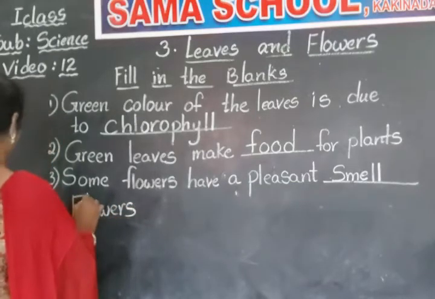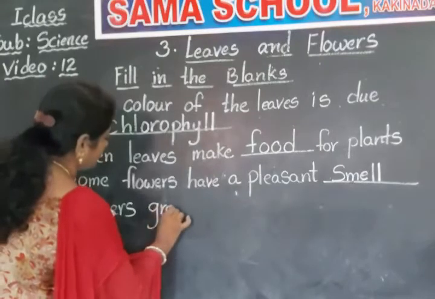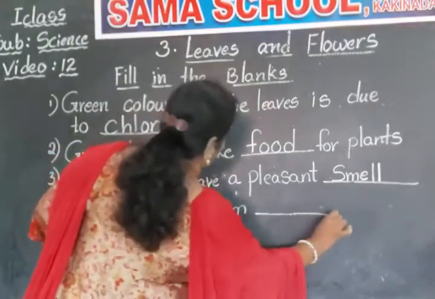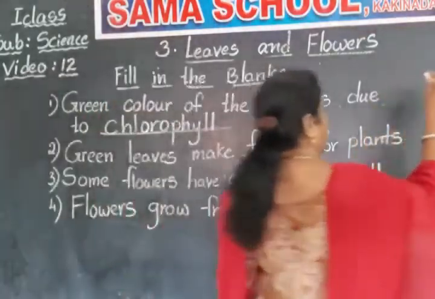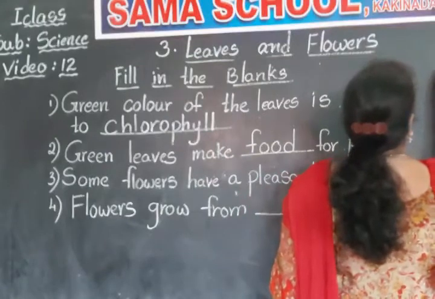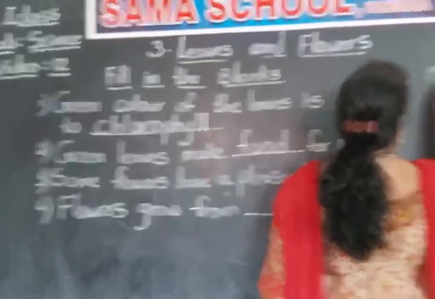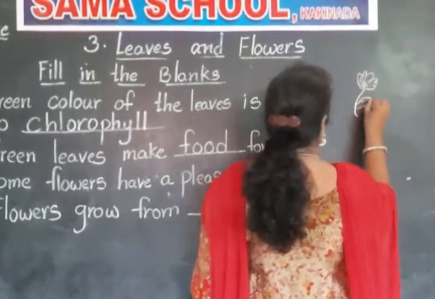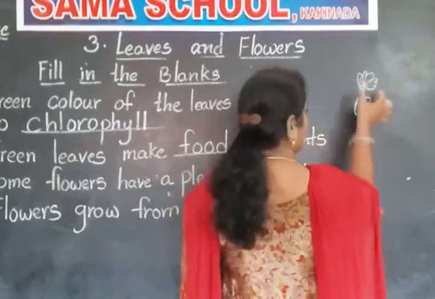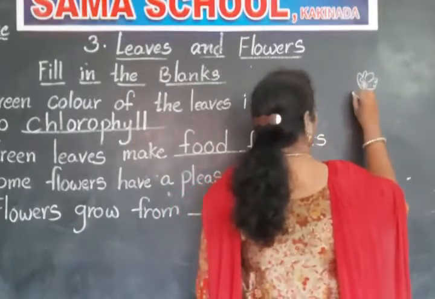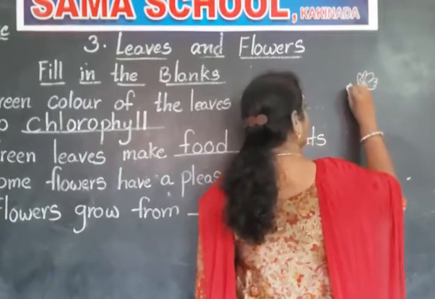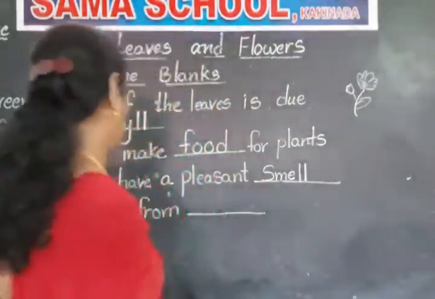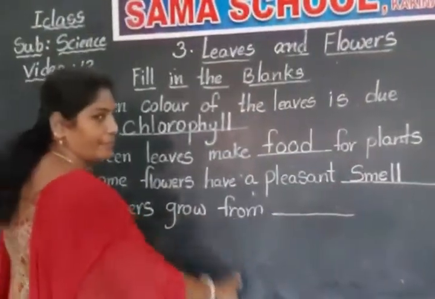Flowers grow from dash. This is a flower. Before coming to a flower, first of all, it comes as a bud. It forms like a bud. After this bud only, this flower will come. So, flowers grow from buds.